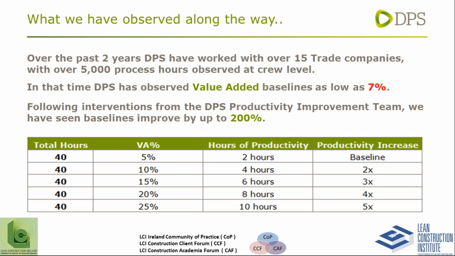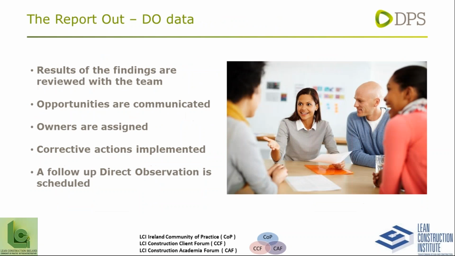So let me tell you in hours worked what that means. So in a typical 40 hours a week, if you have a baseline for your activity, which comes in at around 5% value-added, that means that 2 hours have been spent doing value-added work. That means 2 hours have been spent changing the form, fit and function of the product and pushing the project along. That's the baseline. So let's move on to the next one.